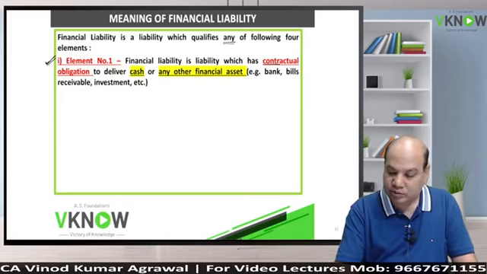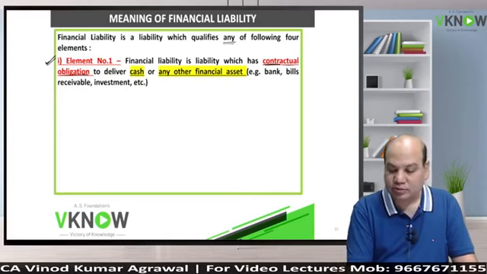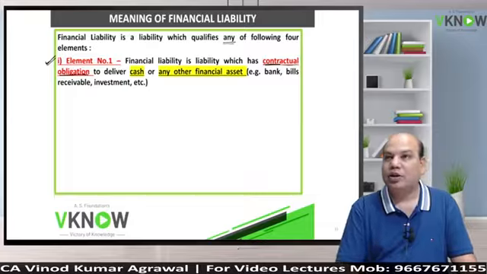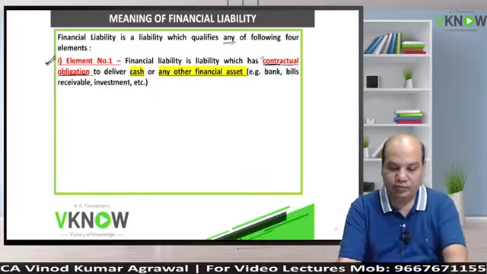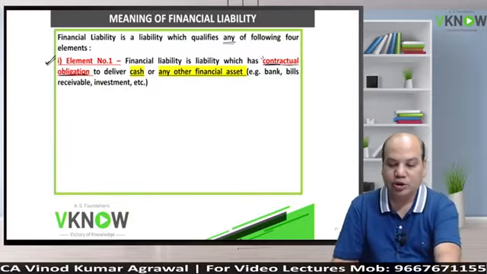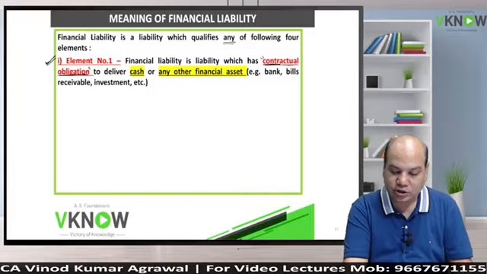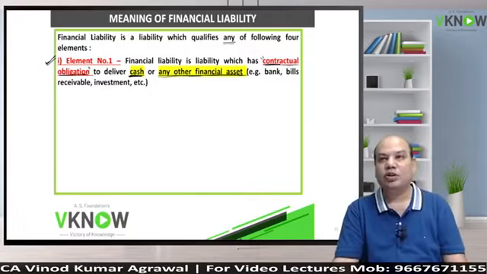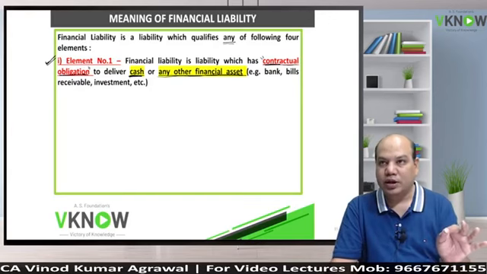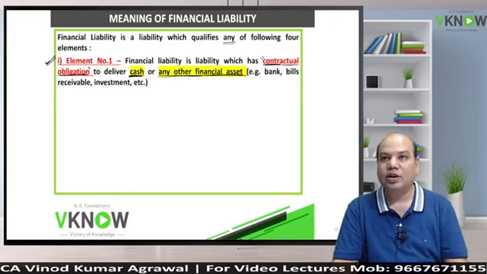So the important term is contractual obligation. Income tax liability is also a liability, but it is not a contractual obligation, it is a statutory obligation. So it has to be a contractual obligation arising under some contract between two parties. And what is that contractual obligation? The contractual obligation is to deliver either cash or any other financial asset.